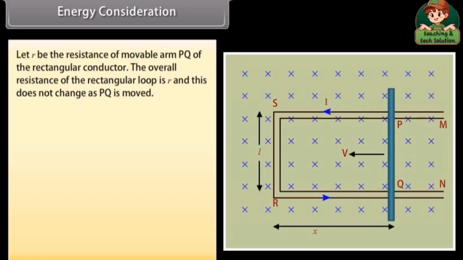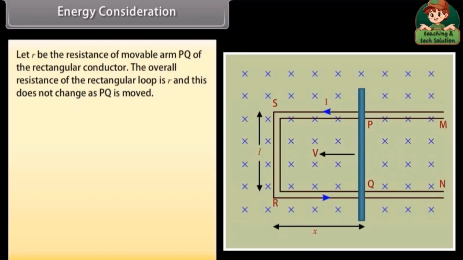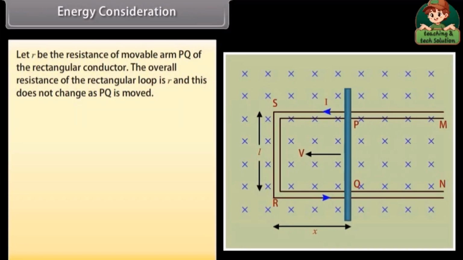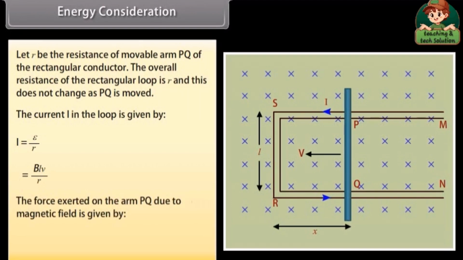Energy consideration. Let R be the resistance of movable arm PQ of the rectangular conductor. The overall resistance of the rectangular loop is R, and this does not change as PQ is moved. The current I in the loop is given by E divided by R, which is equal to BLv divided by R. The force exerted on the arm PQ due to the magnetic field is given by ILB, which is equal to B square L square v divided by R.